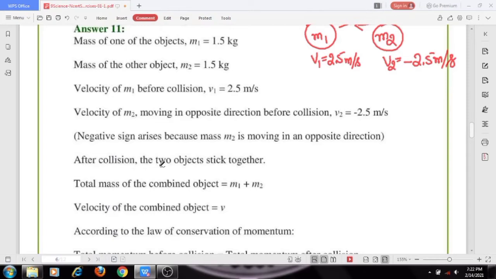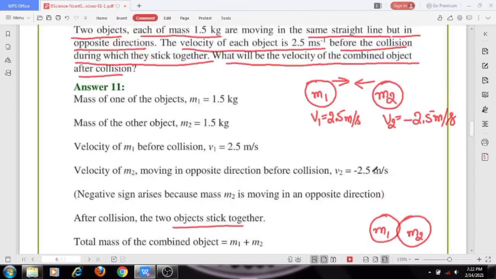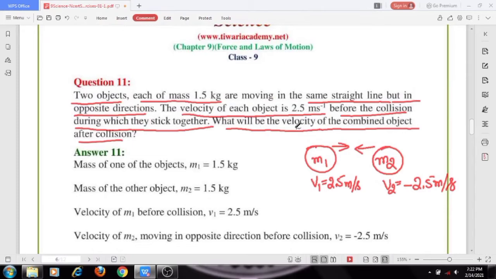Then after collision, what will the two objects do? They will just stick together. How? Like this, m1 and m2. This is m1 and m2, right? Then what do we have to find? Just look at the question. What will be the velocity of the combined object after collision?